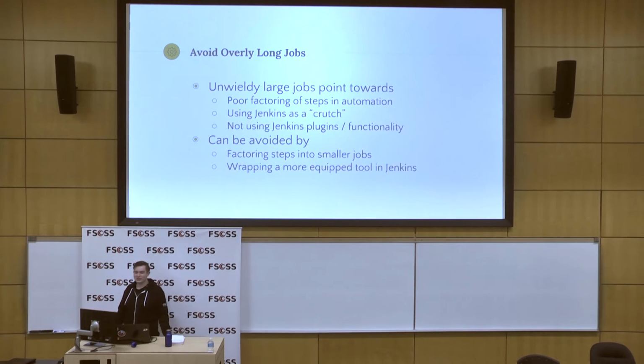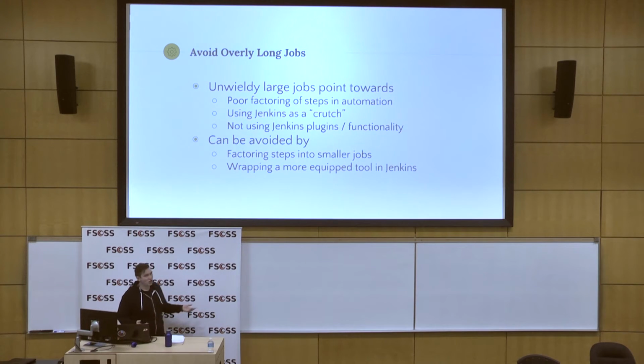Usually, these unwieldy jobs point towards poor factoring of the steps in your automation. So you didn't make small enough atomic steps. It can also point to using Jenkins as a crutch. Jenkins is very versatile and can do lots of things. That doesn't mean you should build all of your processes into Jenkins using only Jenkins. There might be a better tool, for example, Maven.